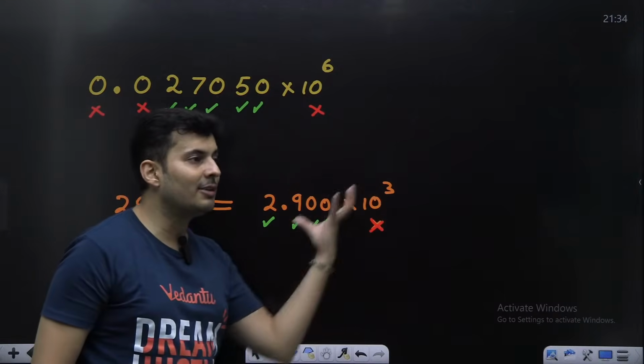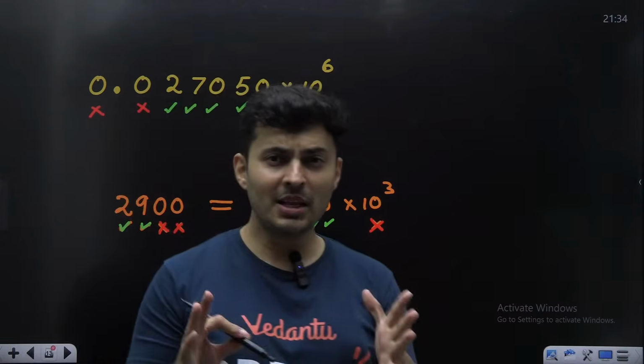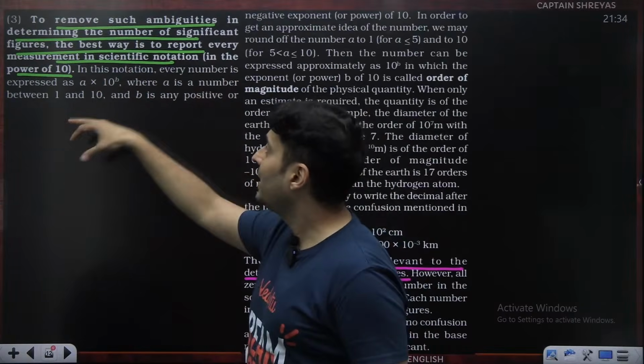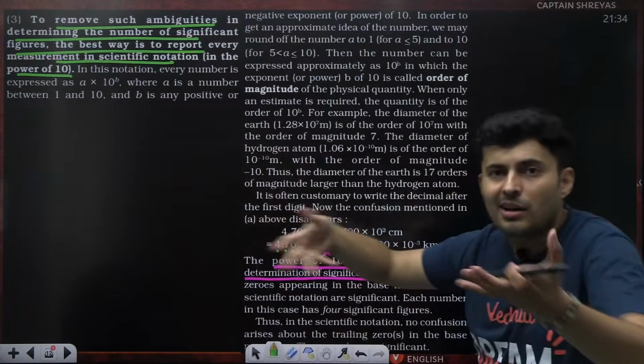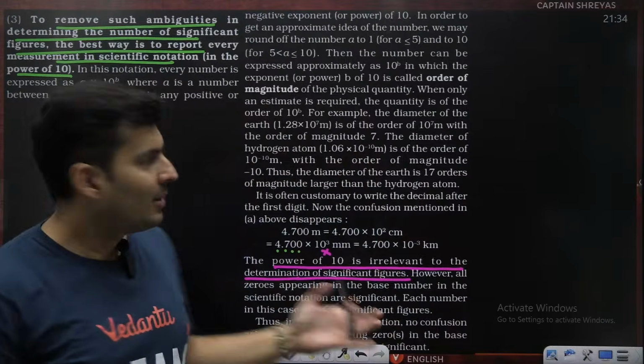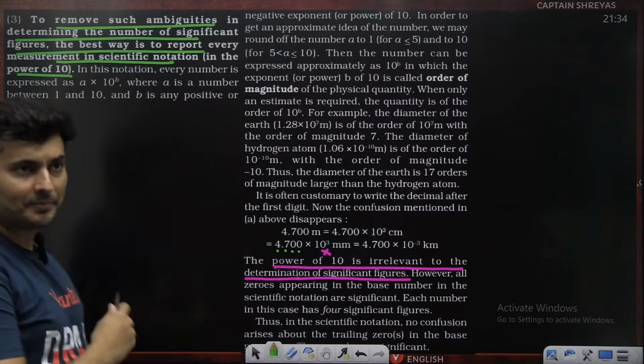This is actually the scientific notation, if you realize. Scientific notation is where you write some number into 10 raised to something. Till this point, everybody clear?